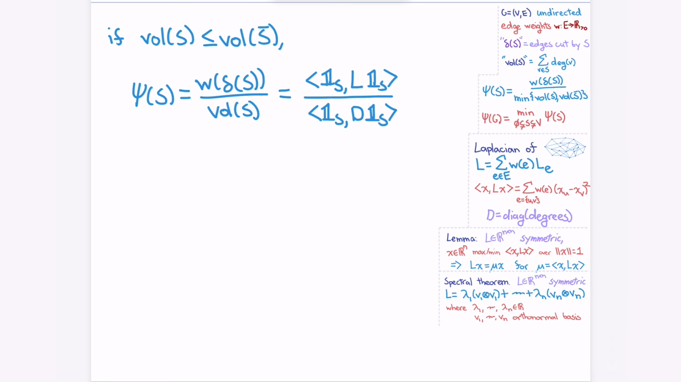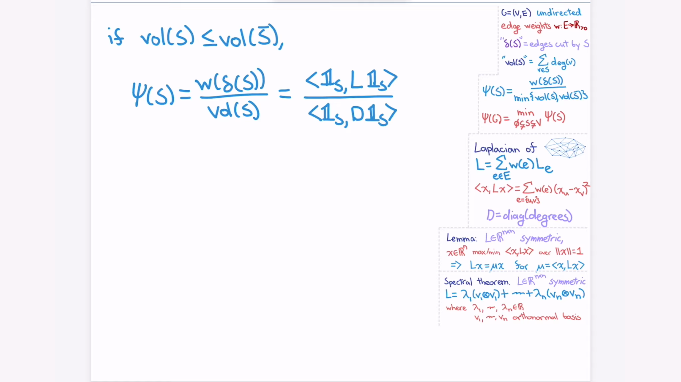Let's see what happens. Okay, so why are we looking at conductance and not something like sparsity? It's because it's going to be easier for us to relate to the graph Laplacian. So let's just start here.